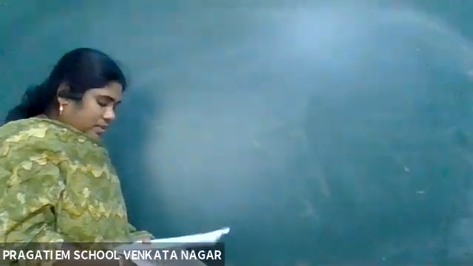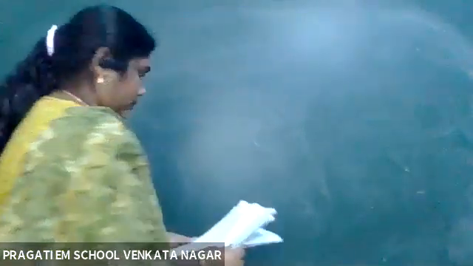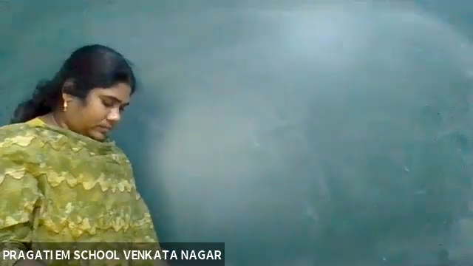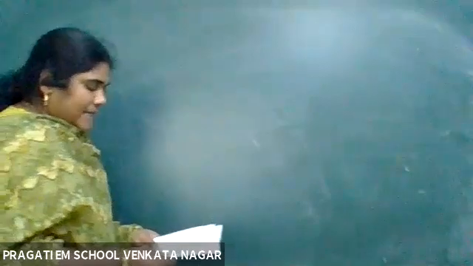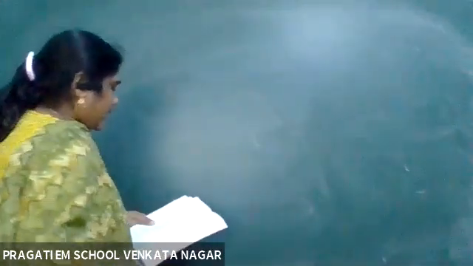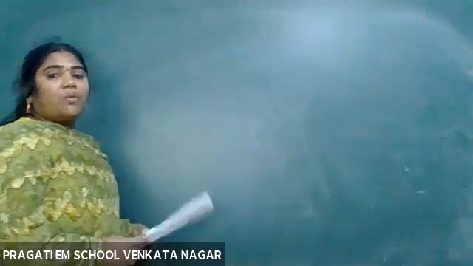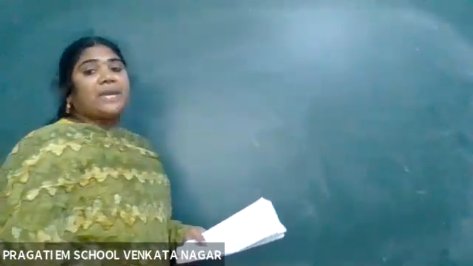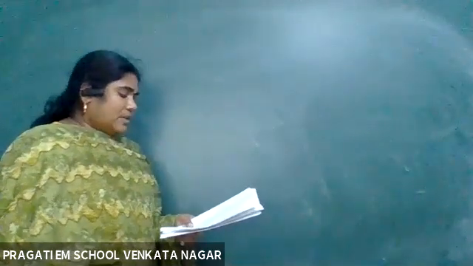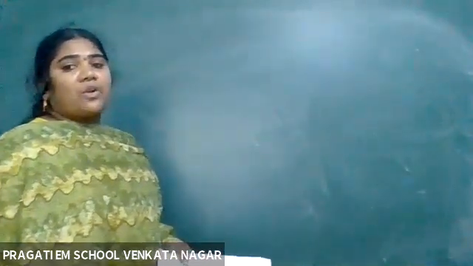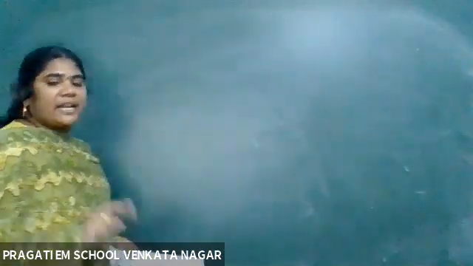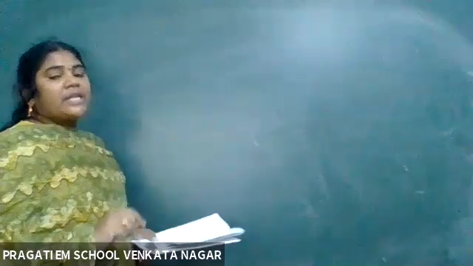Subject and predicate. So here, what is the subject? The name of the person or thing we speak about is called the subject. Predicate: what we say about the subject is called predicate. How many parts are there in a sentence? There are 2 parts in a sentence. One is subject, another one is predicate.